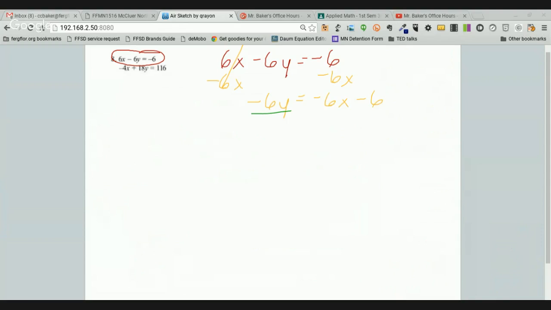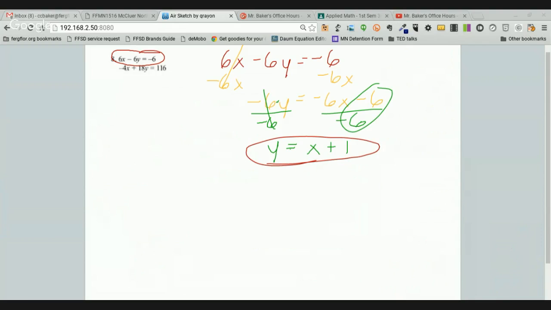Let's divide by negative 6 to undo that multiplying. Divide negative 6 over here on everything. Y equals negative 6 divided by negative 6 is just 1. And negative 6 divided by negative 6 here is positive 1. So now instead of that standard form equation, 6x minus 6y equals negative 6, I've got a slope-intercept equation that I can plug in for the y into the other equation.